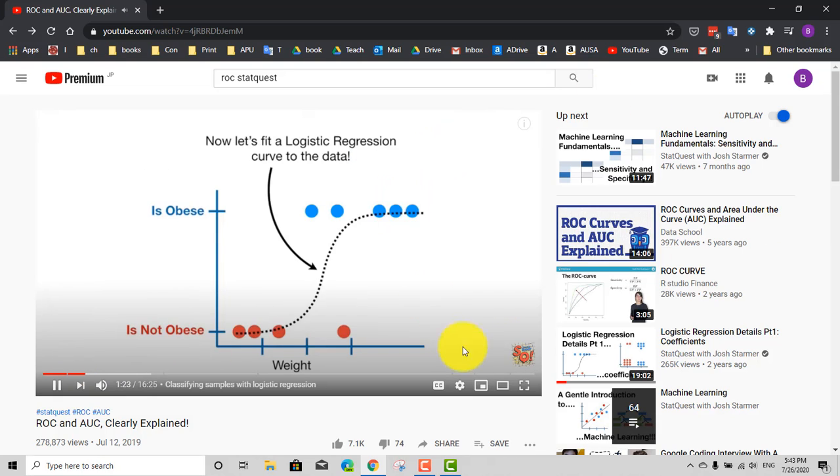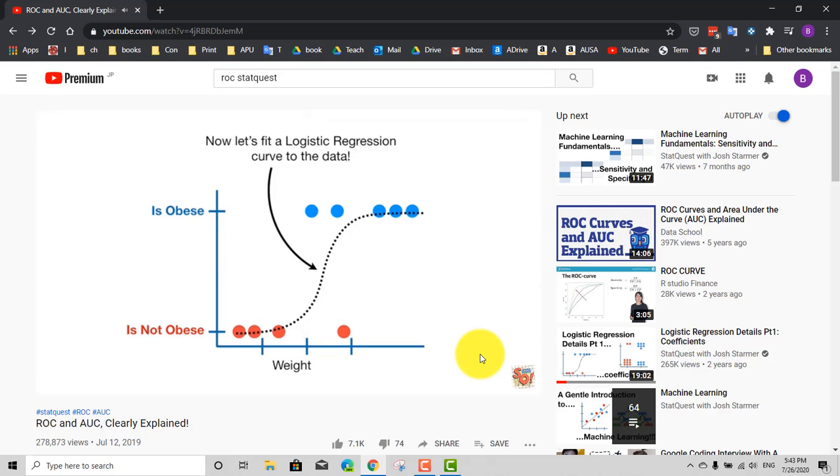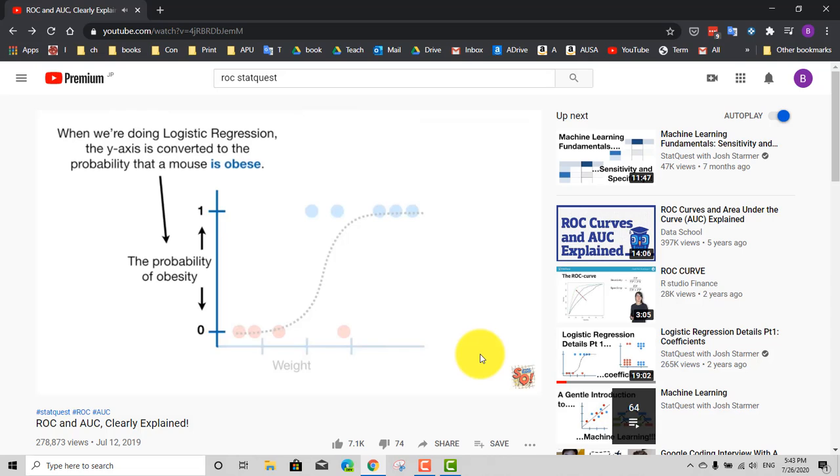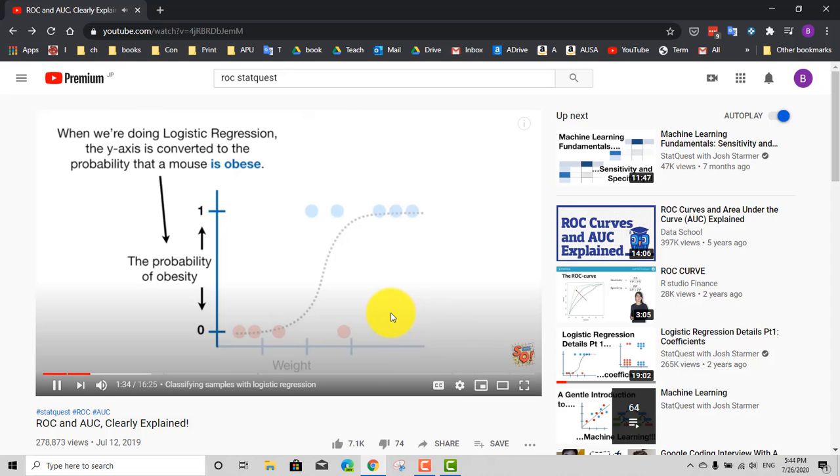Now let's fit a logistic regression curve to the data. When we're doing logistic regression, the y-axis is converted to the probability that a mouse is obese. Okay, so the y-axis is converted by this curve, so to speak, to the probability.